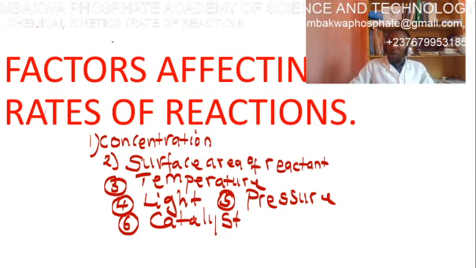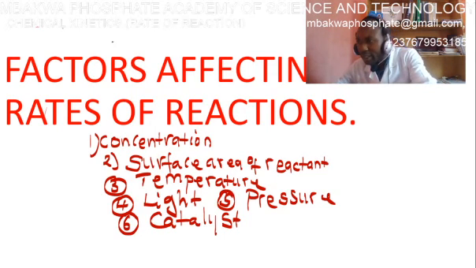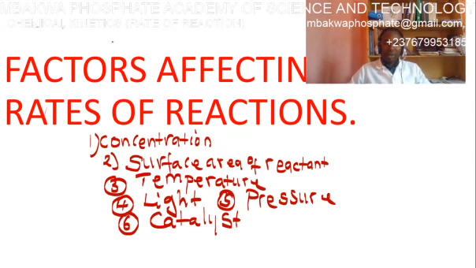Yes, briefly we are going to look at how these factors will affect the rate of chemical reactions. We have concentration, surface area of reactant, temperature, light, pressure, and catalyst. It will be important that we use an equation in each case to be able to see how these factors affect chemical reactions. And this we are going to see in the next video.